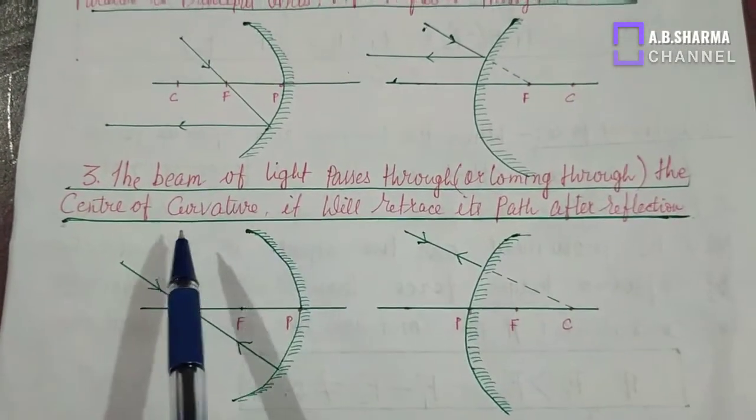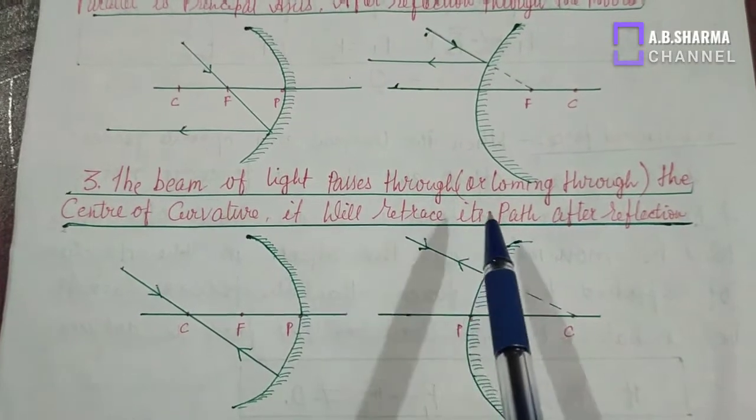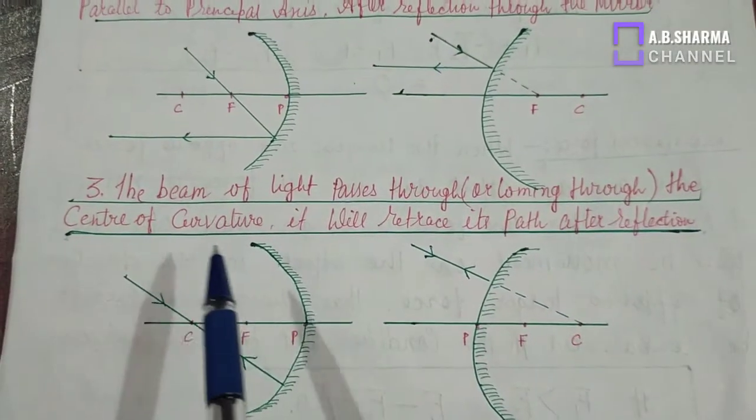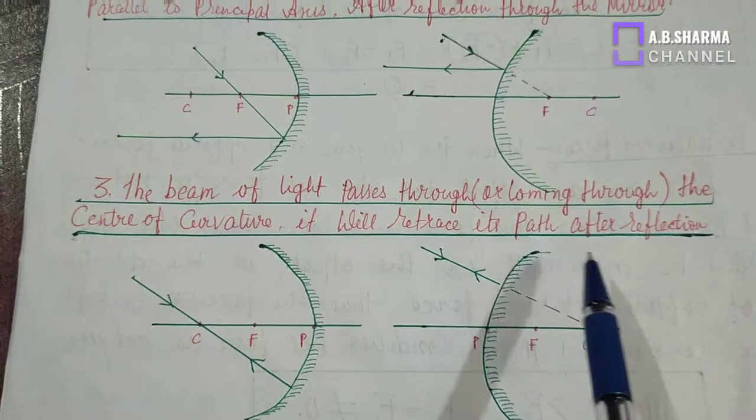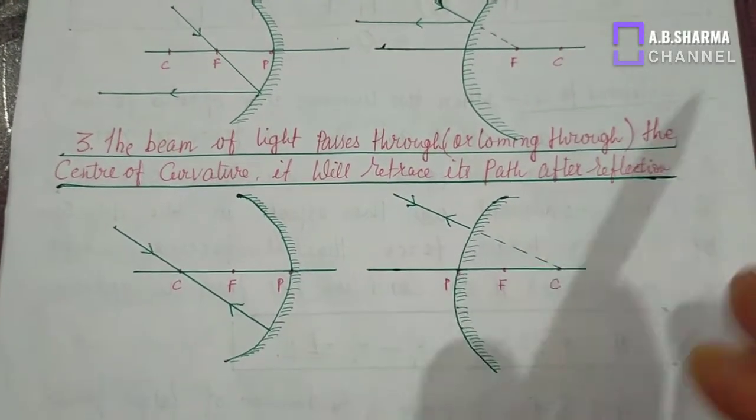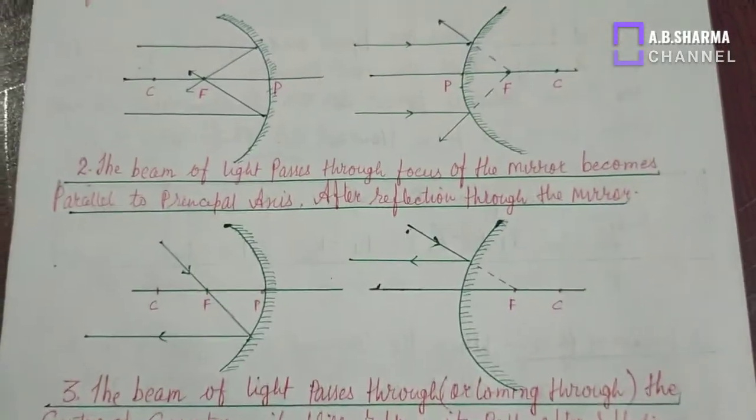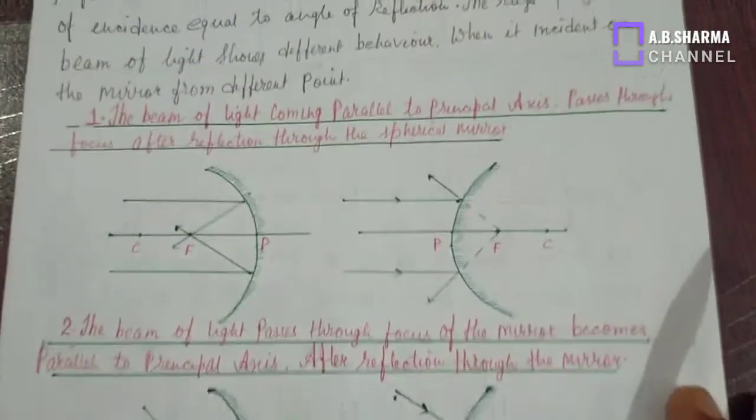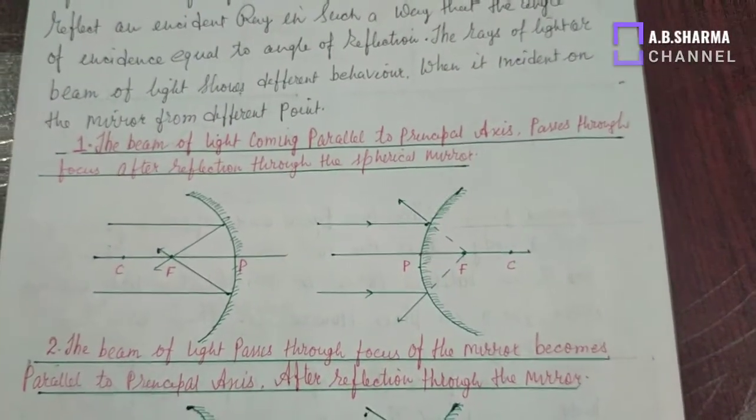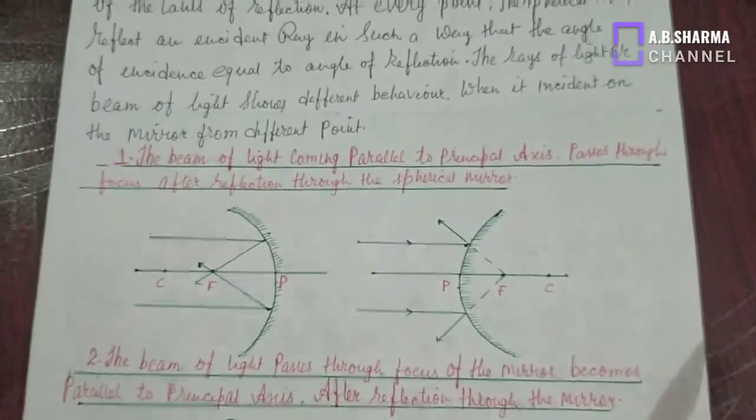And third, the beam of light passing through the center of curvature will retrace its path after reflection. These are the three types of ray which show different behavior when incident on a spherical mirror. Now we will see the explanation one by one.